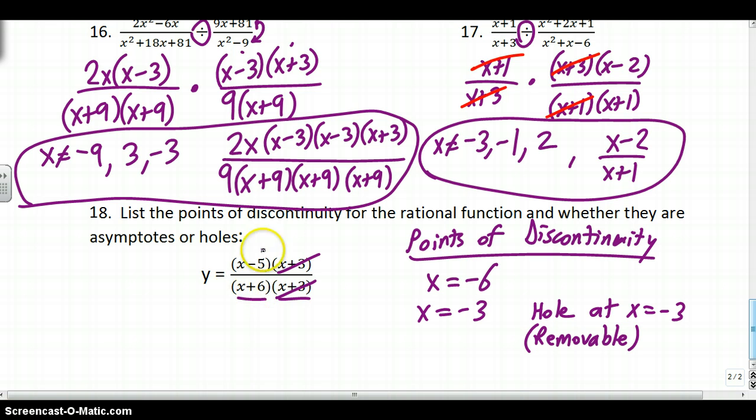X equals -6, though, is still in the reduced form. So this is a vertical asymptote at -6. Okay. We called that non-removable, if you will. Non-removable. All right. There you go.